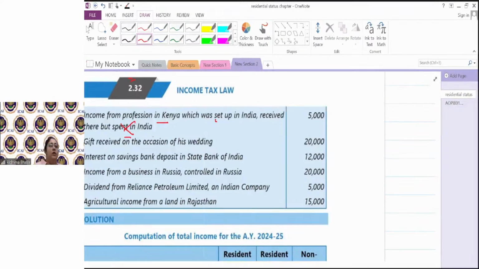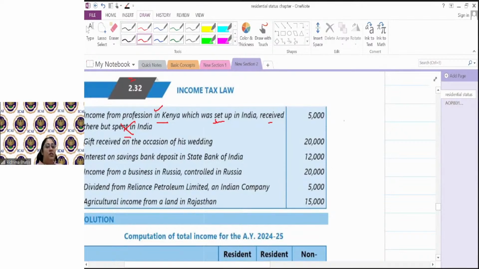I have the office set up in India, but the services which I rendered, I went outside and rendered in Kenya. I'm a designer. I designed a house in Kenya. So services कहाँ से आ रहा है? Question, income कहाँ से generate हुआ? Kenya से. But the business was set up in India. The profession was set up in India.